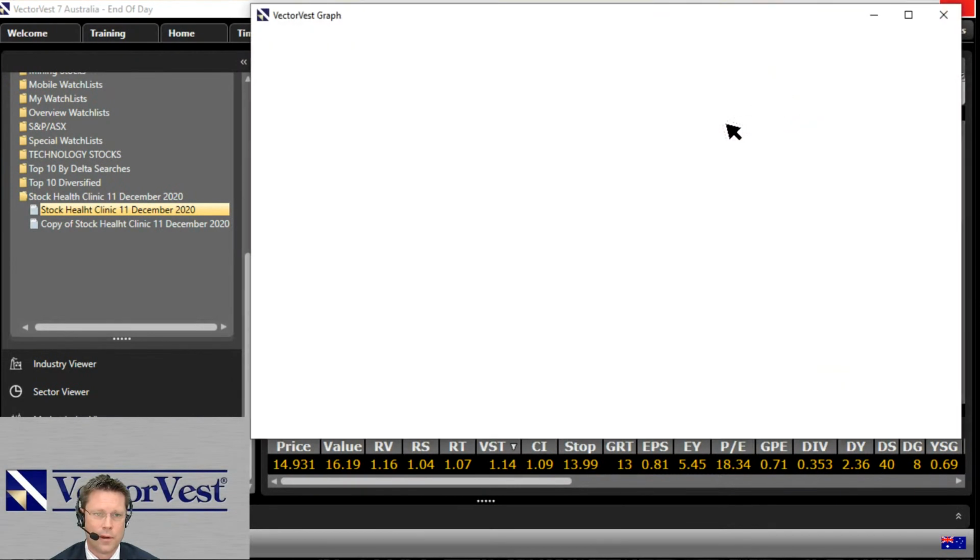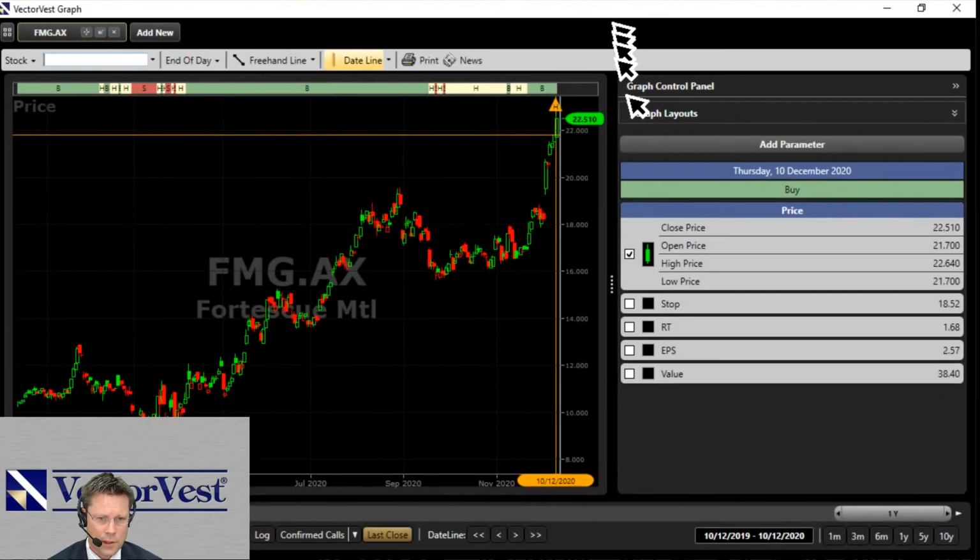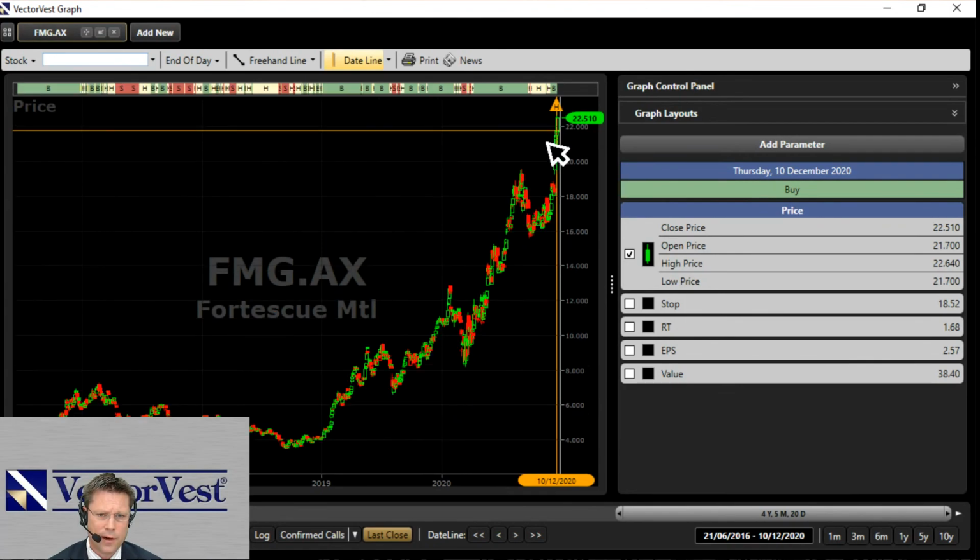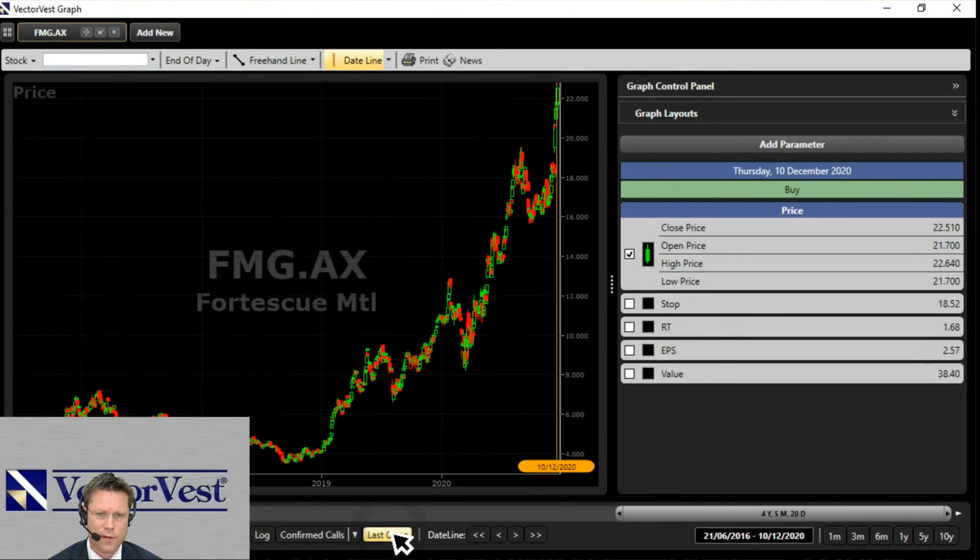Graph the first one here. Fortescue Metals. All right, pretty nice chart. Price pattern going up, very nice. Clean all this up for now. Just take it off for now. There's a lot of great functionality you can do on VectorVest. I just want to look purely at the price pattern.